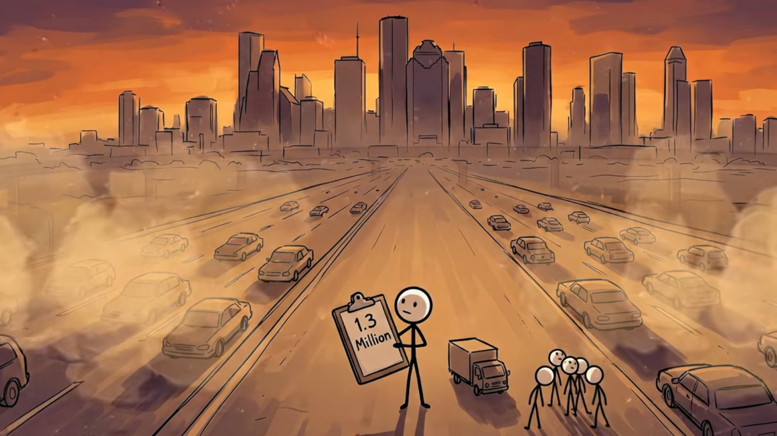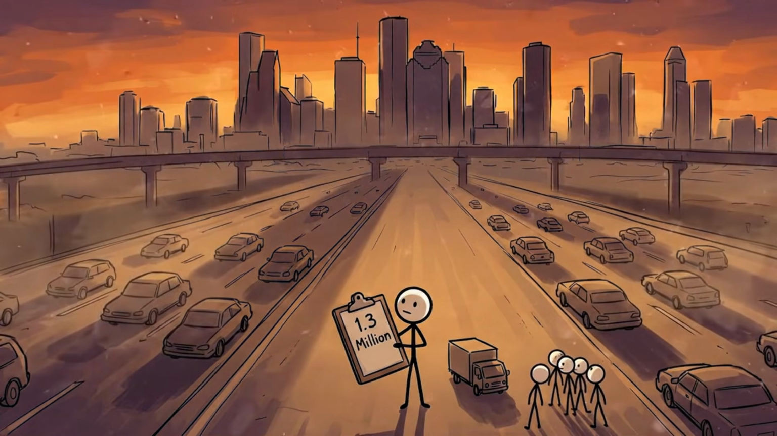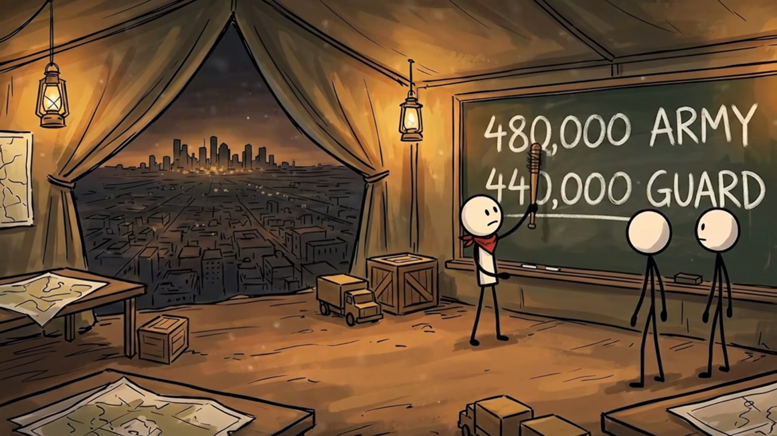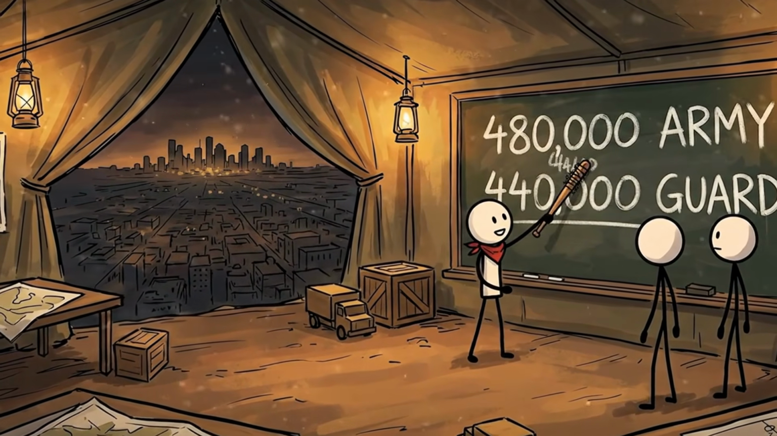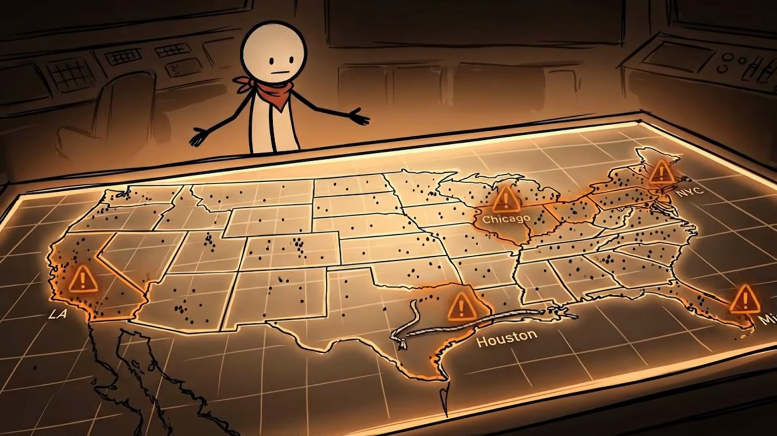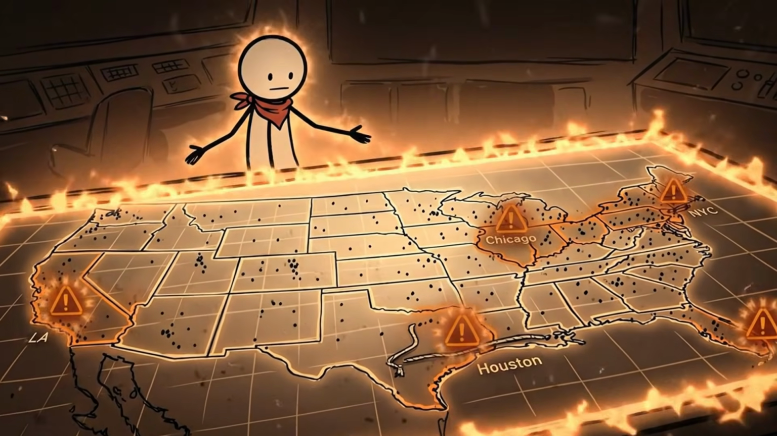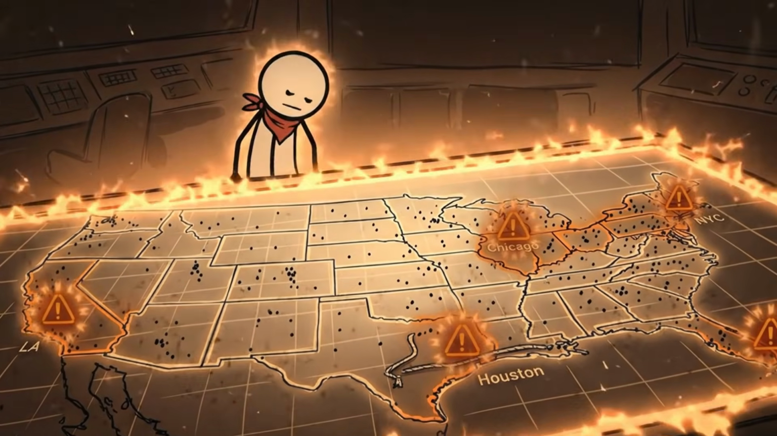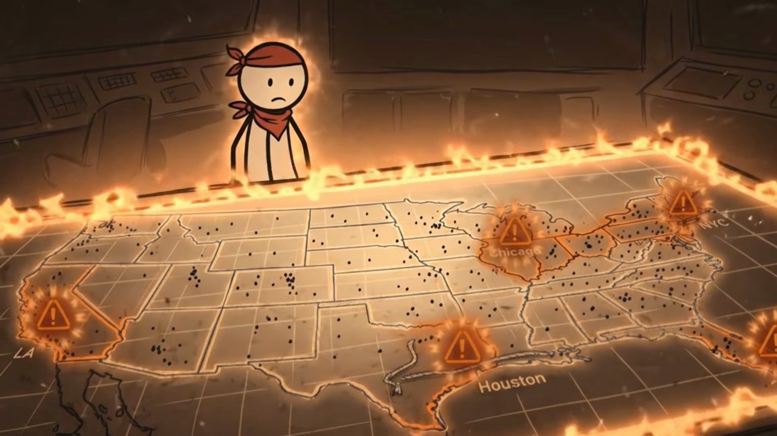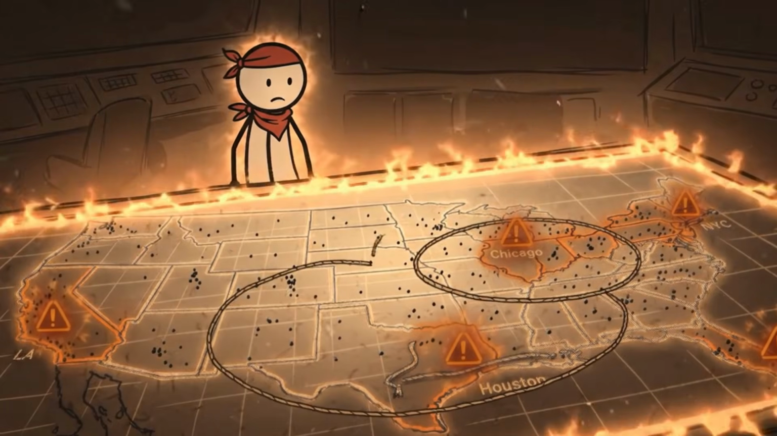Total active duty military strength is 1.3 million personnel. That includes 480,000 Army and 440,000 National Guard and Reserve, spread across every base, deployment and obligation worldwide. The entire active army cannot perimeter a single major metro area, let alone 5 falling simultaneously.